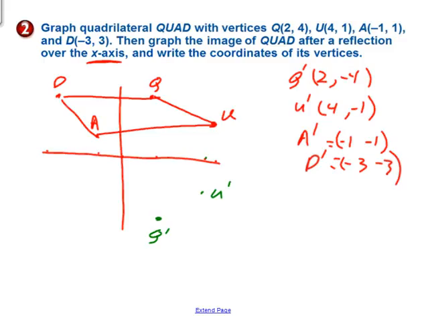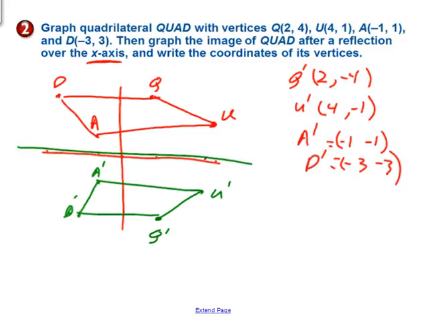A prime becomes negative 1, negative 1. And D becomes negative 3, negative 3. Probably a little bit closer to there. Again, hopefully you can see the symmetry across this line, that the green drawing down here looks very similar to the red drawing that's up here, and if I'd done it on graph paper, it should have come out exactly the same.